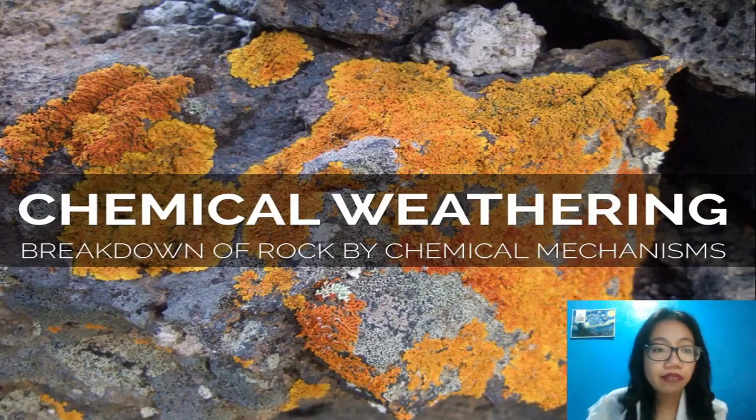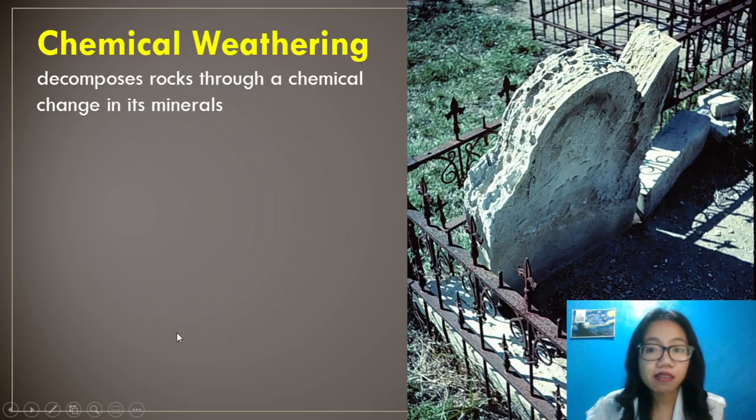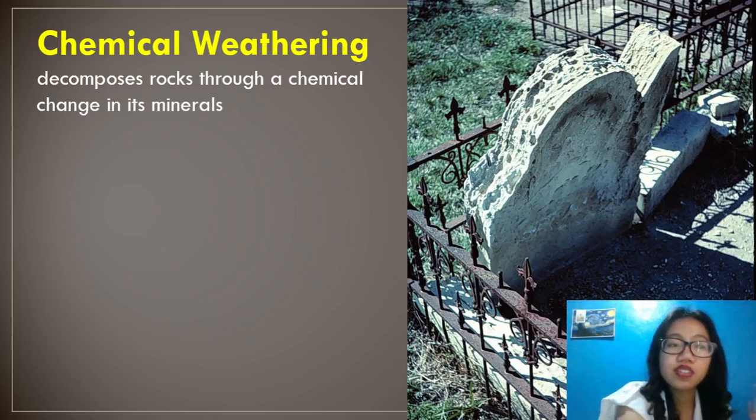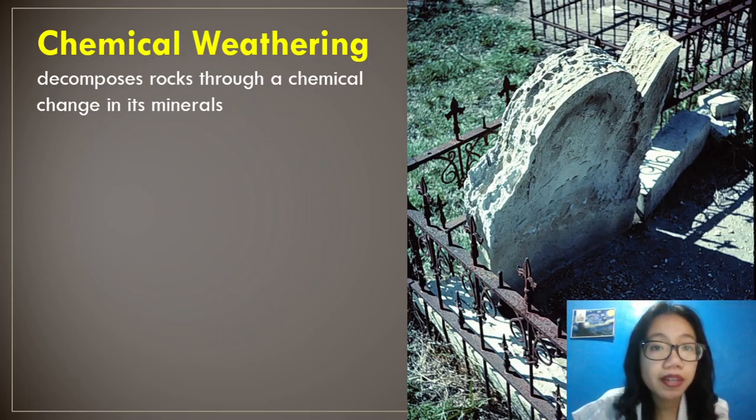Okay, so next we have your chemical weathering. So when we say chemical weathering, this is the breakdown of rock due to chemical mechanisms. So quite interesting. Chemical weathering decomposes rocks through a chemical change in its minerals. So I would like to contrast this. Physical weathering is just the physical breakage of the rock itself into smaller pieces, while with chemical weathering, you are breaking the rock. However, you are also changing the minerals which are within the rock.